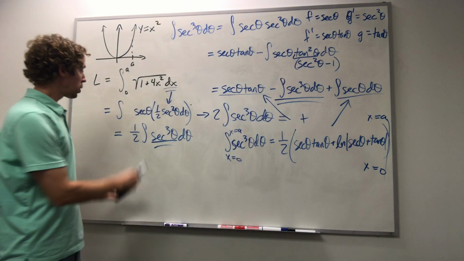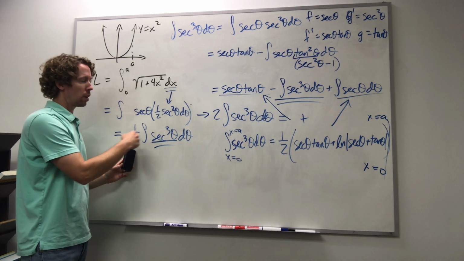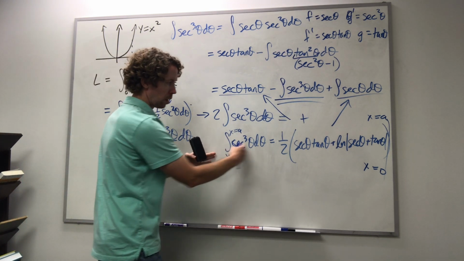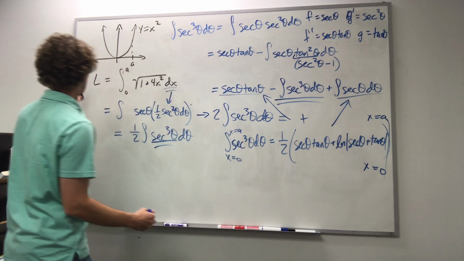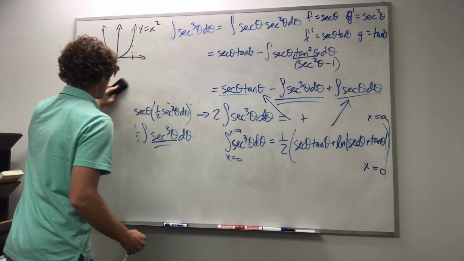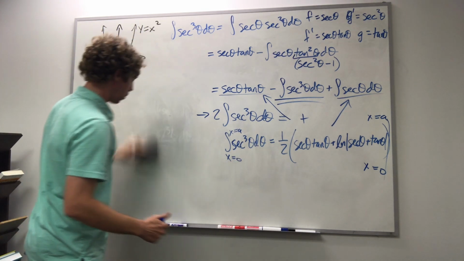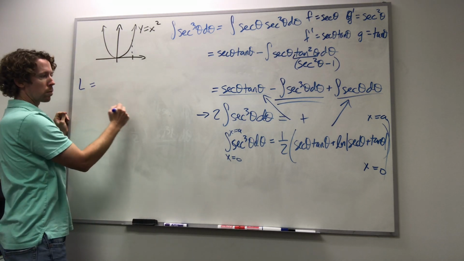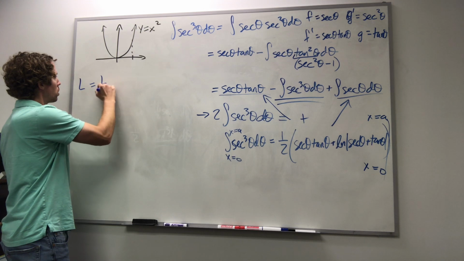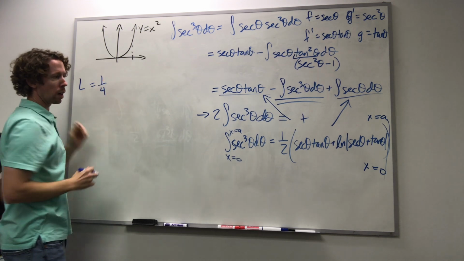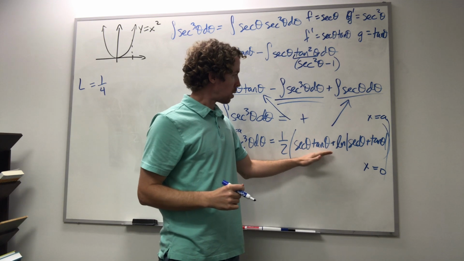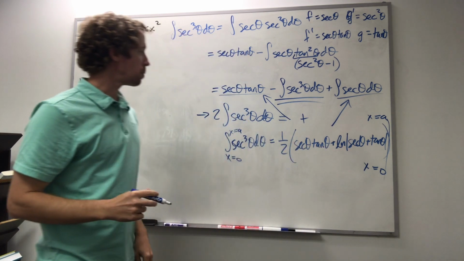Notice what I actually need in this problem is 1/2 of the integral of secant cubed. So I'll have to multiply this times 1/2 to get 1/4. So the length that I'm looking for is 1/2 of that, so 1/4 times, and then I need to plug in x equals a into this and x equals 0 into that.